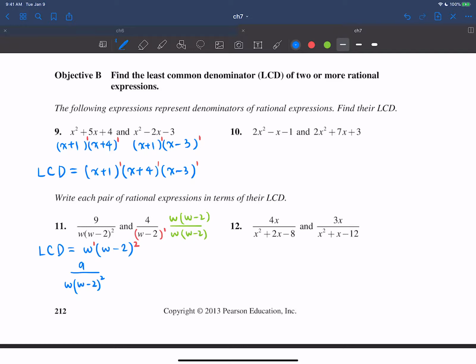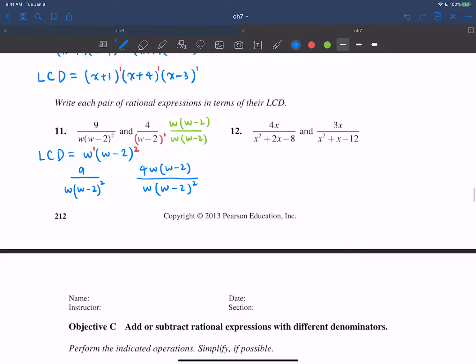And now let's write down what the second rational expression is going to convert to. On the top, I'm just going to multiply, so 4w times w minus 2. As for the denominator, we have w times w minus 2 squared. Notice that this denominator is exactly what we want, which is the LCD. Since we're just practicing, you could just keep the top as that, but usually we're going to use the distributive property and multiply them. And that's number 11.